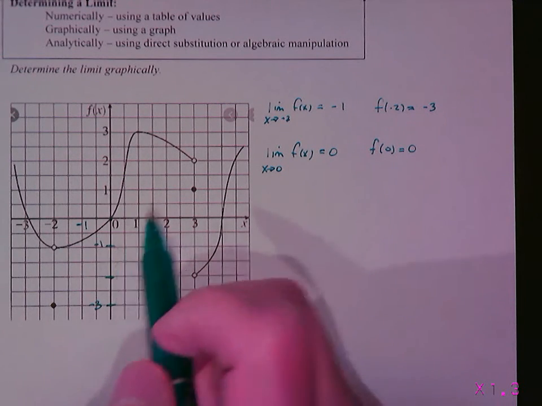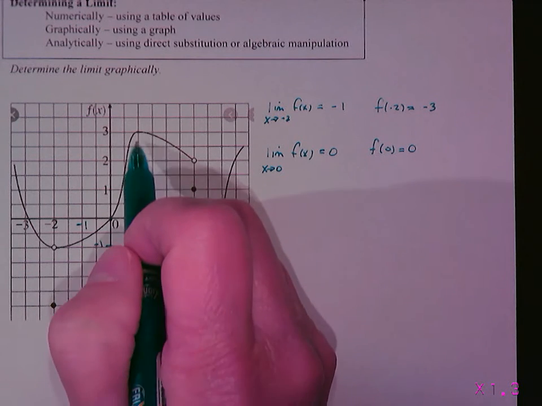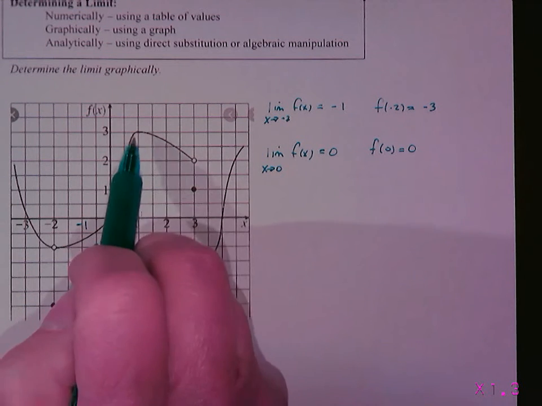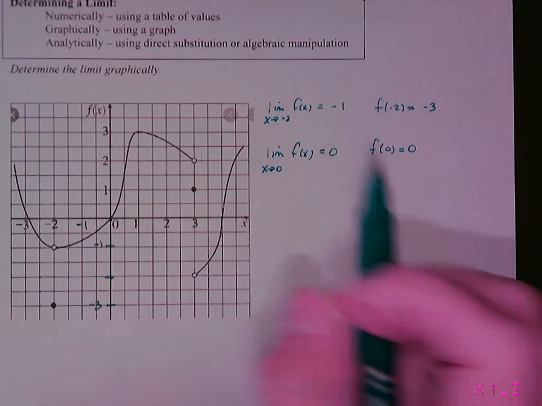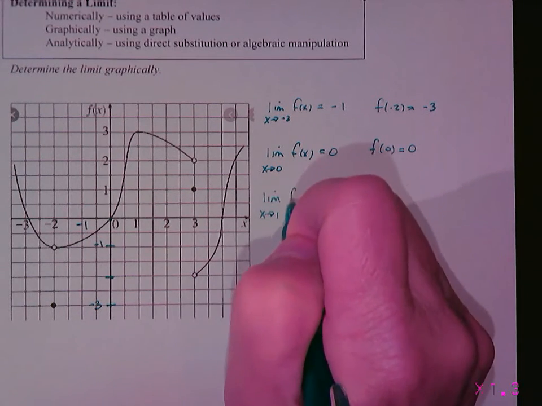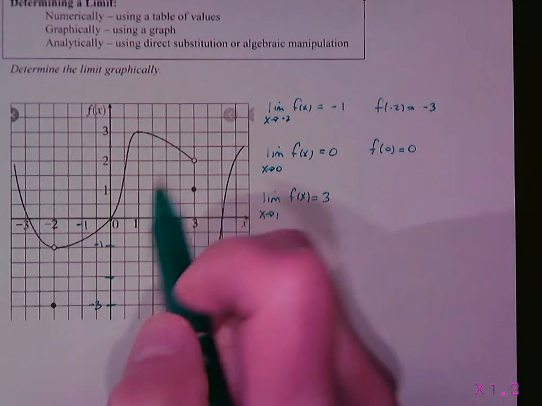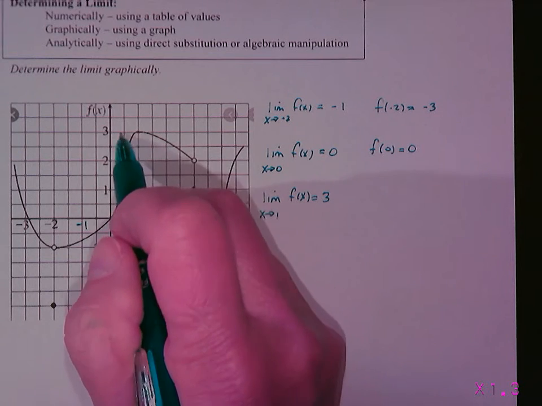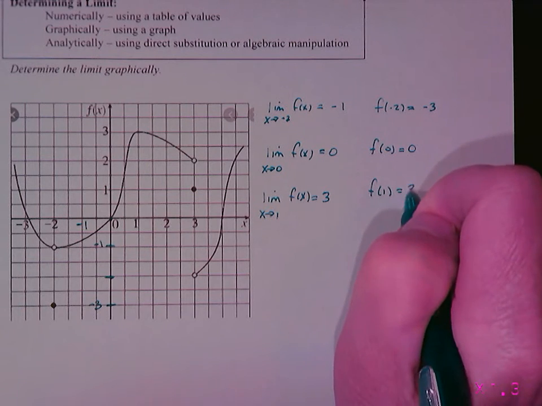The next one I want to look at is as I'm getting close to 1. So here's my 1, here's my function. The limit as x approaches 1, looks like the y value is getting close to 3. Same from the left and same from the right. So the limit as x approaches 1 of this function is equal to 3. And same thing, if I had x equals 1 and I go to the function, I find the y value is 3. So f of 1 equals 3.